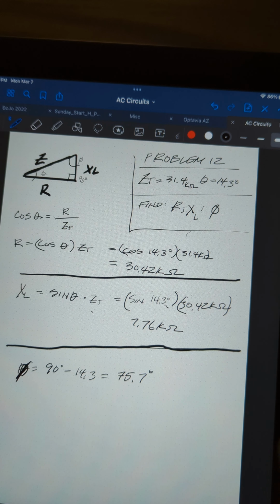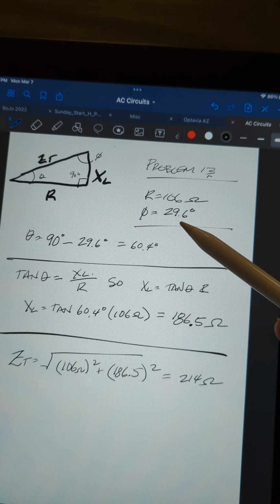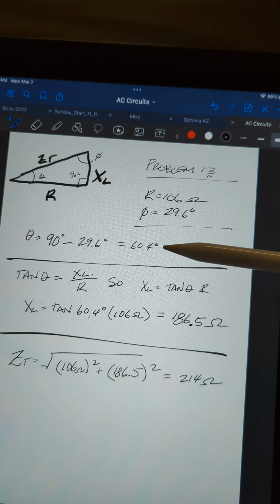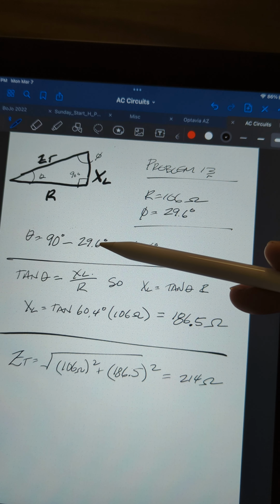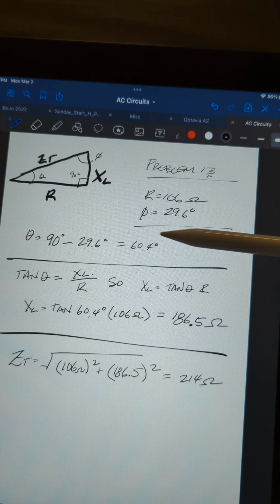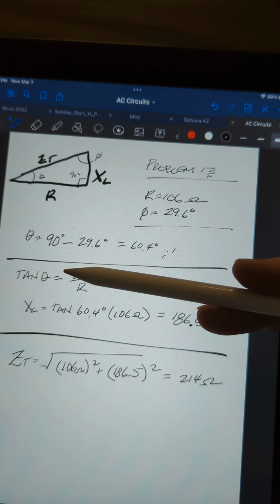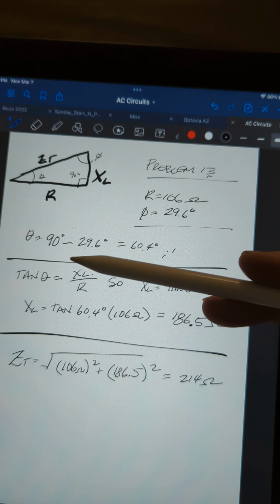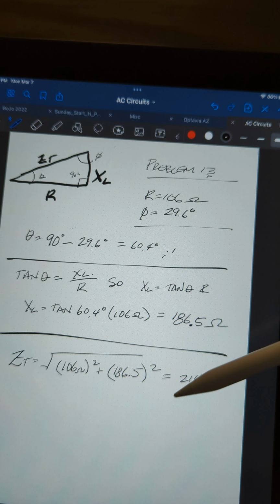So that solves for problem 12. Let's take a look at 13. In 13, what's given to us is 106 ohms and a phi angle of 29.6 degrees. So we solve for theta by taking 90 degrees minus phi, which was 29.6, and our angle for theta comes out to be 60.4 degrees. And now we're going to solve for X of L, because that's what we're looking to solve for.